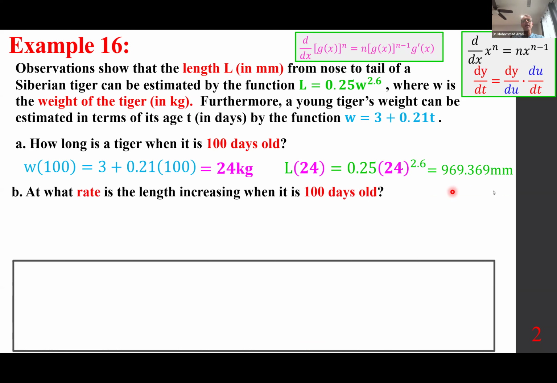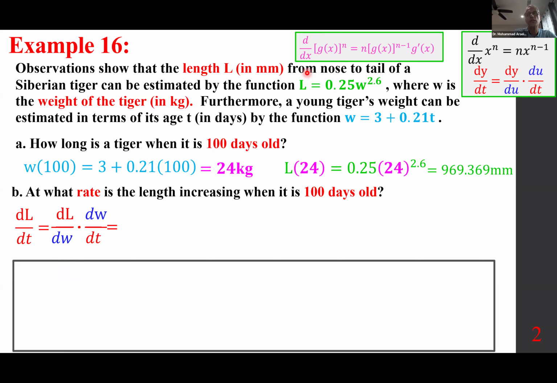At what rate is the length increasing when it's 100 days old? The moment you see rate and one point in time, that means differentiation. And as far as Leibniz's notation, dy/dt is dy/du times du/dt. In this case, rate with respect to time, which happened to be in days, so we want dL/dt. And I'm going to remind you, there's an intermediate variable as we go from L to t. What's in between? It's W. So dL/dW times dW/dt.